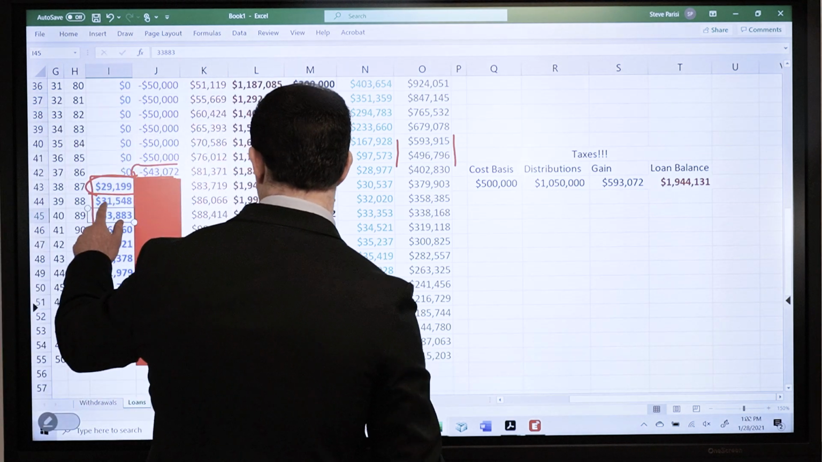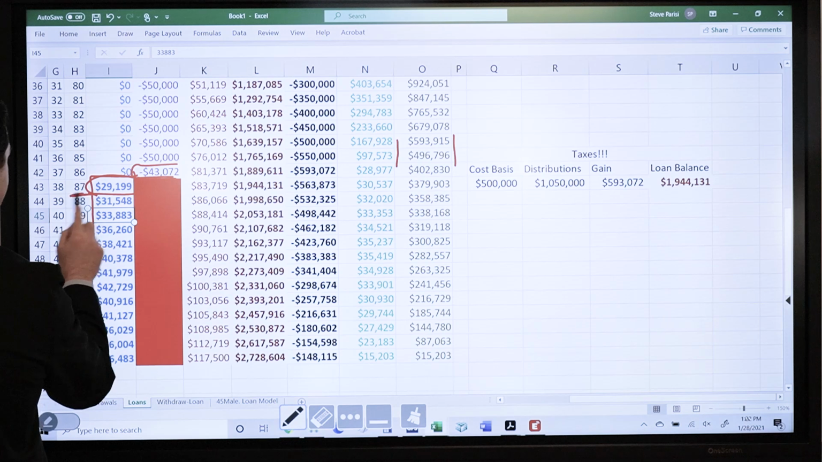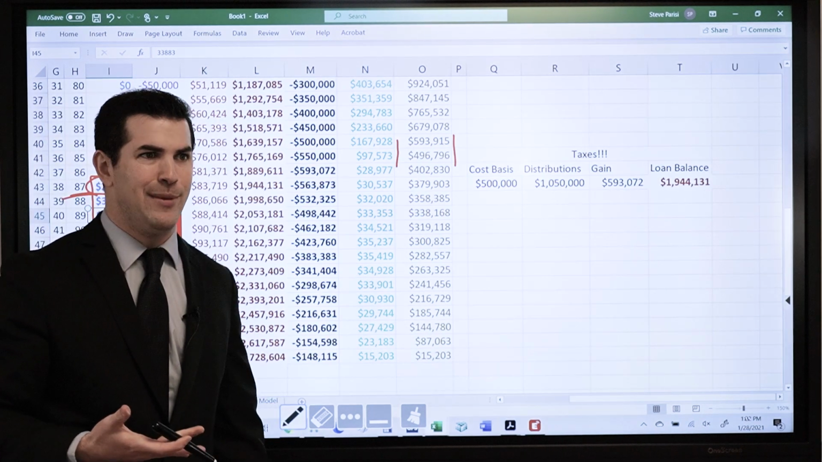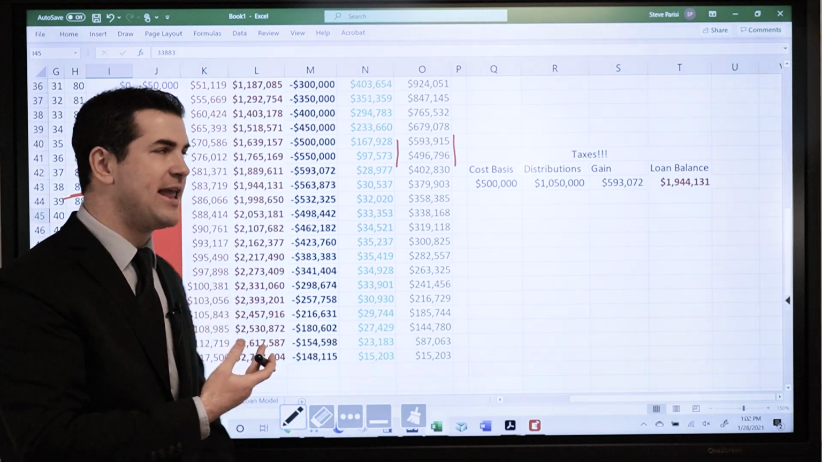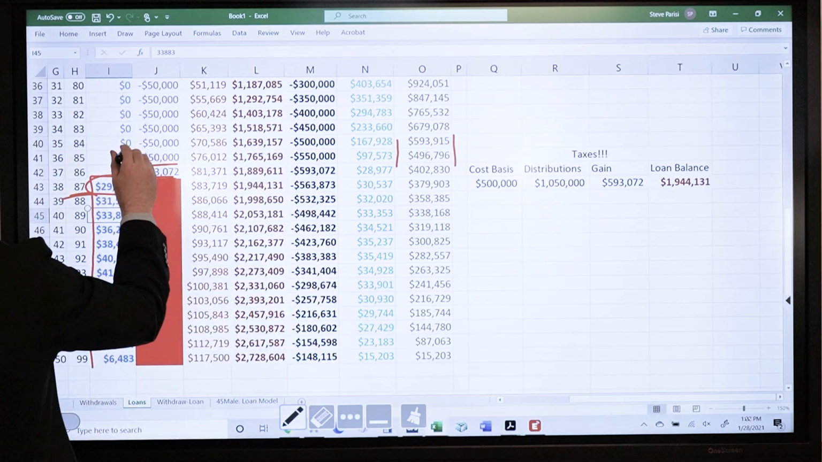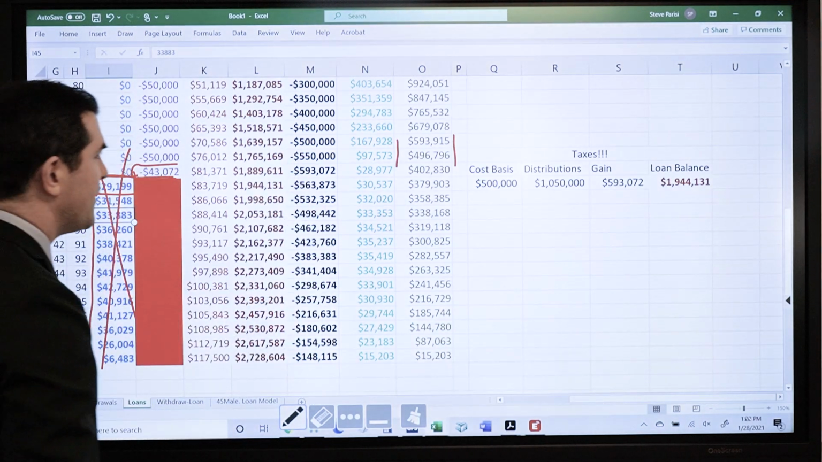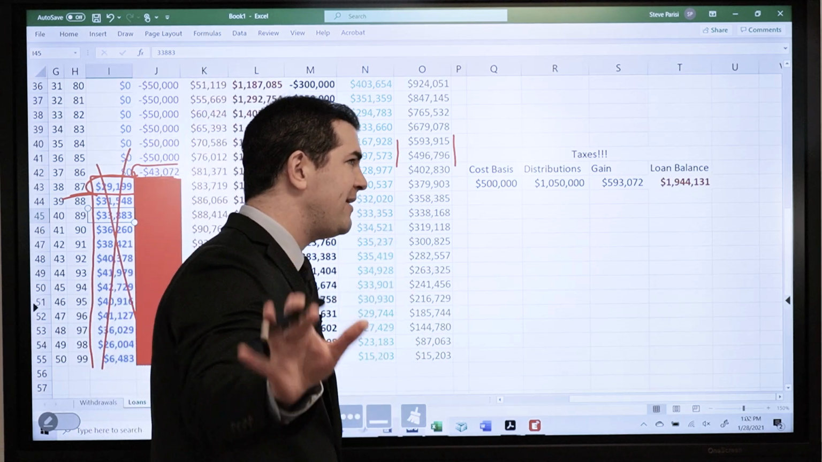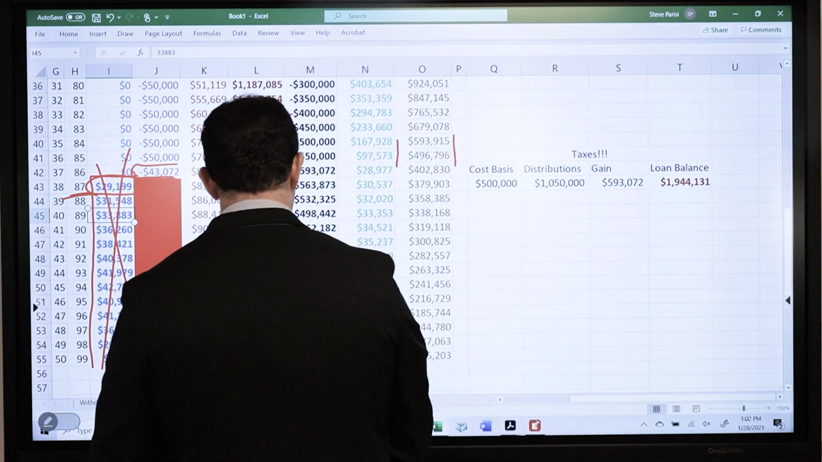What would happen here, let's assume that at age 87, we said, I don't have the money, like I'm pulling out the 50,000. I can't pay that. Let the thing lapse. I don't want to have to deal with this anymore. If the policy were to lapse with a loan outstanding, here is what would happen.